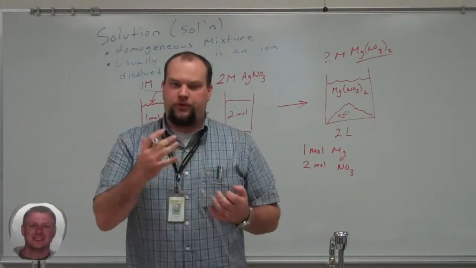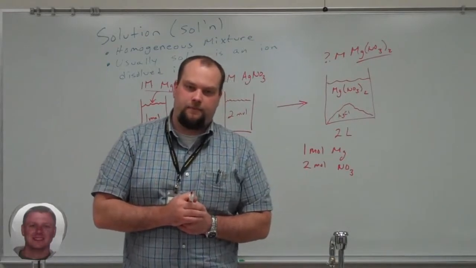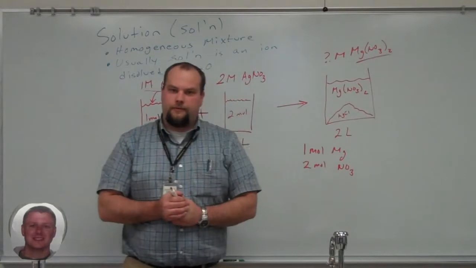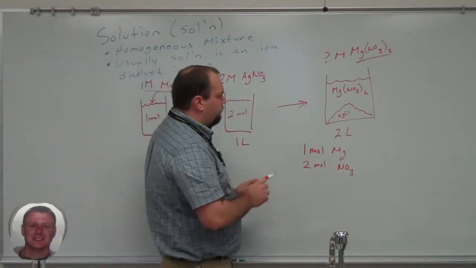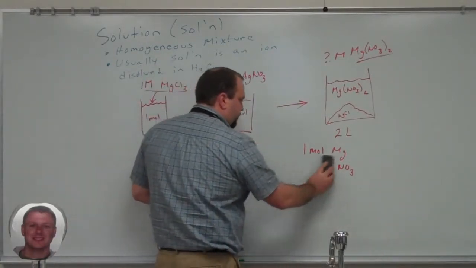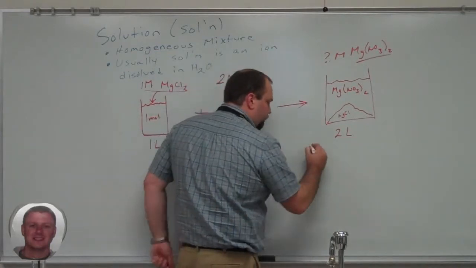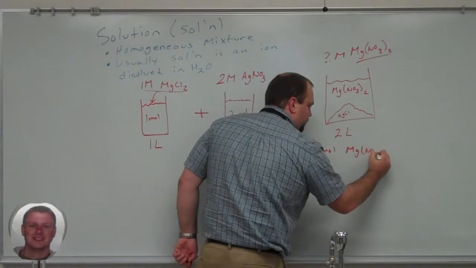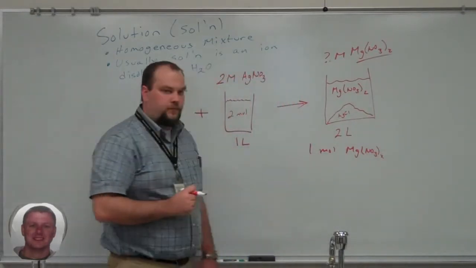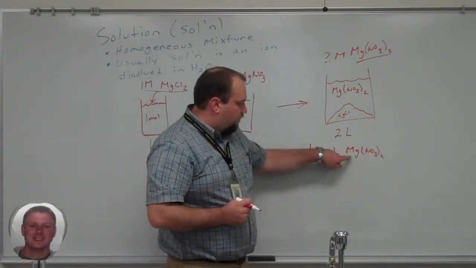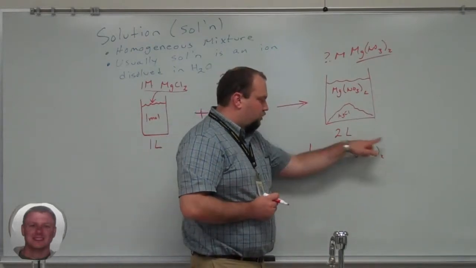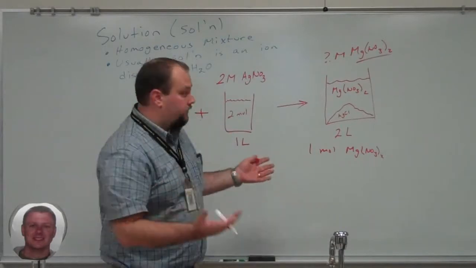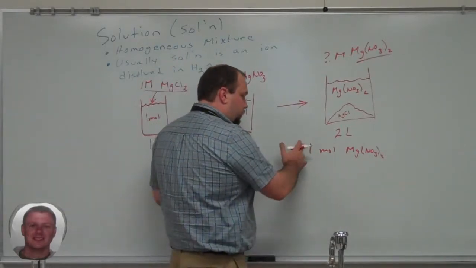Now, I know that I have 1 mole of Mg and 2 moles of NO3. How many moles of MgNO3 do you think I have? It turns out that I have 1 mole of MgNO3 2. I have 1 mole because I've got 1 mole of Mg, and for every 1 mole of this compound, I need 2 NO3s. So it balances out. I have 1 mole of this total.